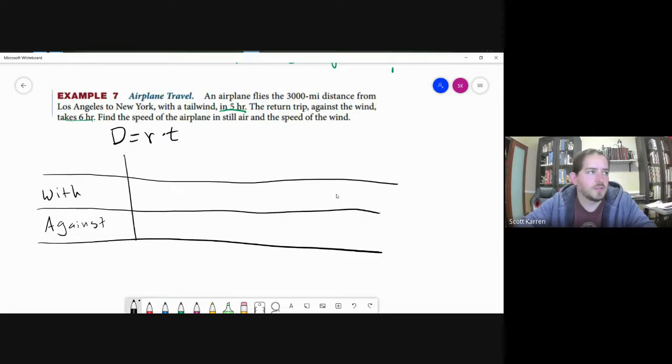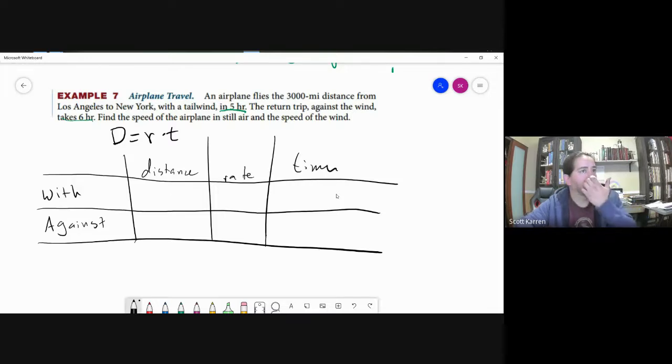I'm going to have distance, rate, and time. Okay. So I know a couple of things. It's going the 3,000 miles both ways. So the distance is 3,000 in both cases. But when I'm going with the wind, I have two things happening, right?